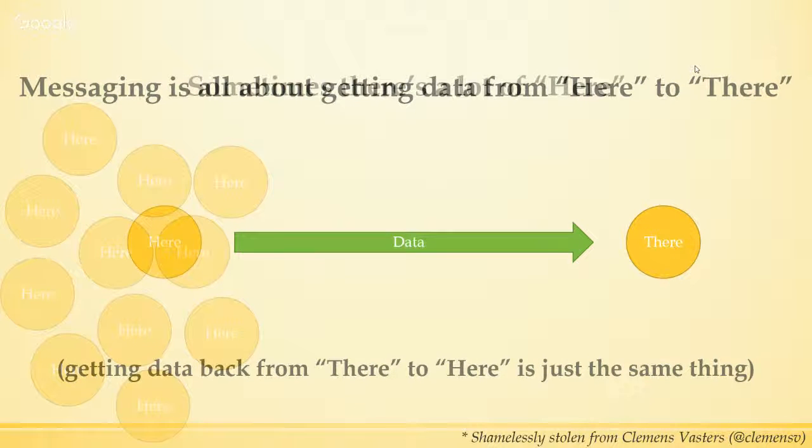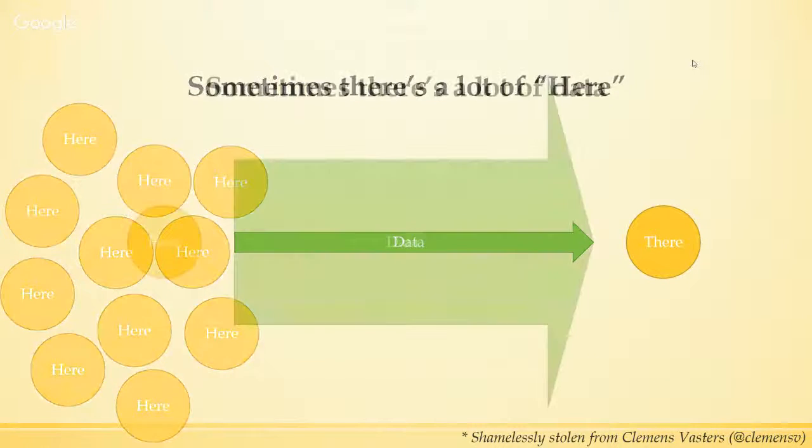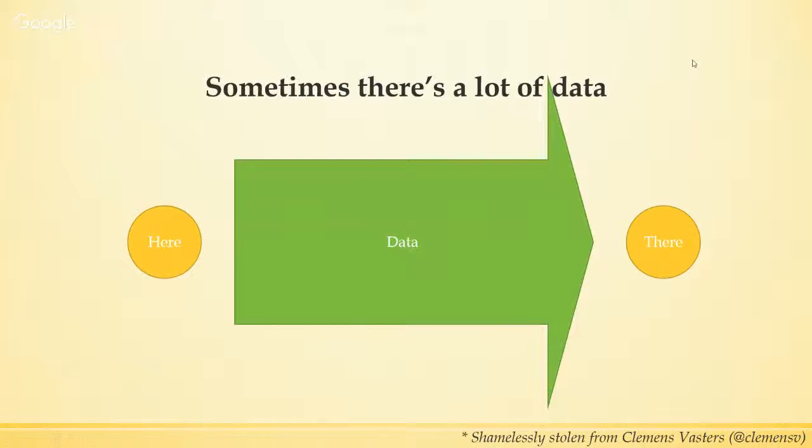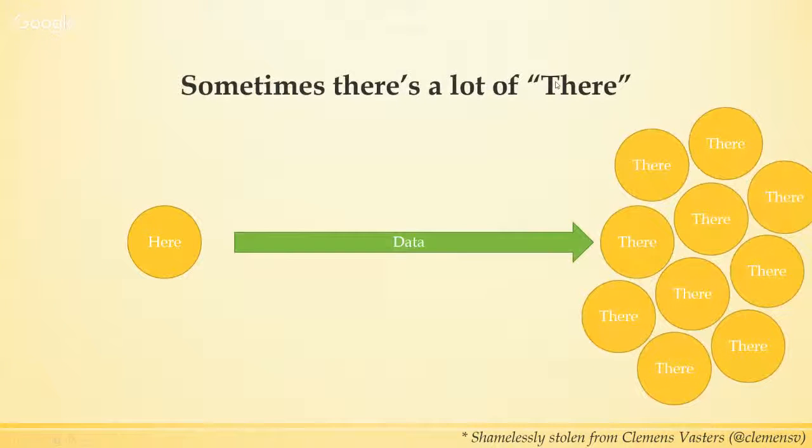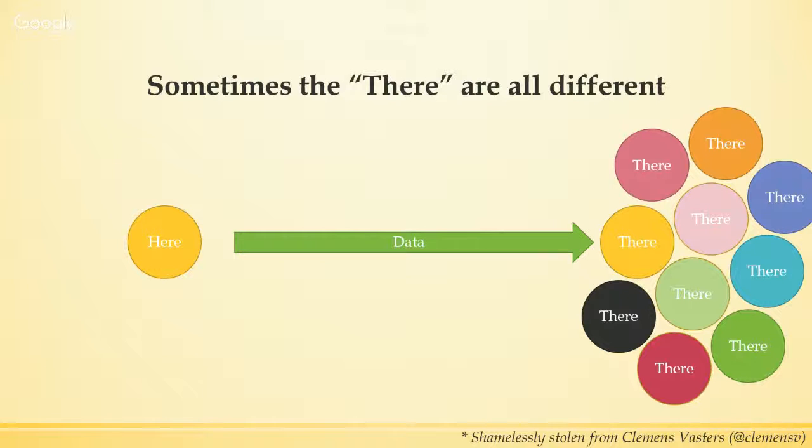Sometimes there's a lot of here and only one there. Sometimes you send a lot of data, and sometimes there's a lot of there that you send it to. So depending on what you're trying to do with messaging, you're either sending from point to point, or from multiple points to a single point, or from a single point to multiple points, or various combinations of those. The points where you send the information can also all be different.